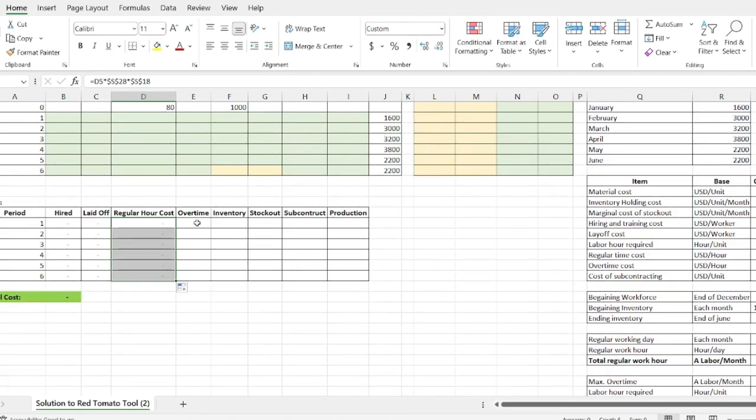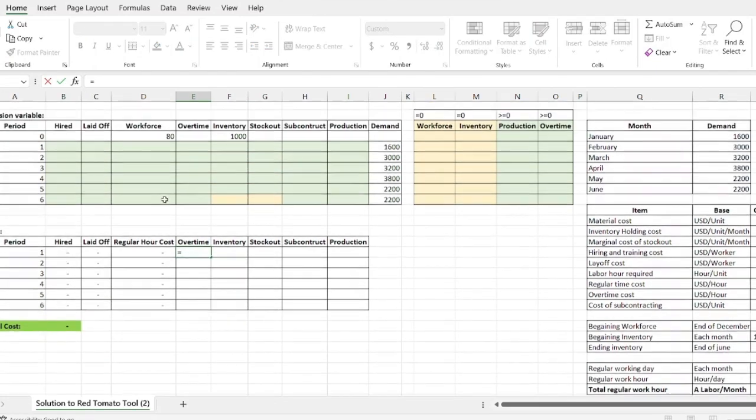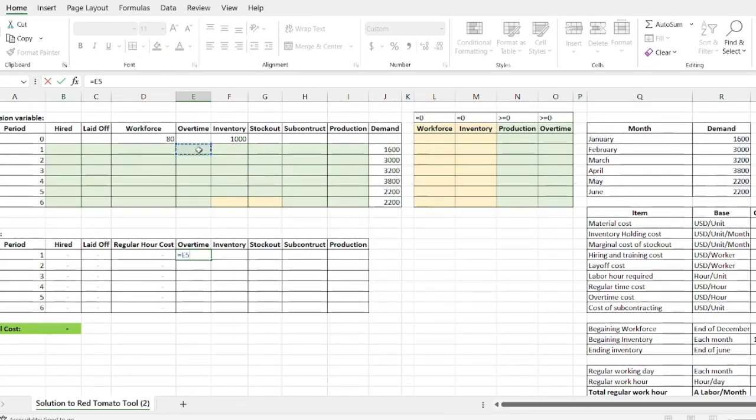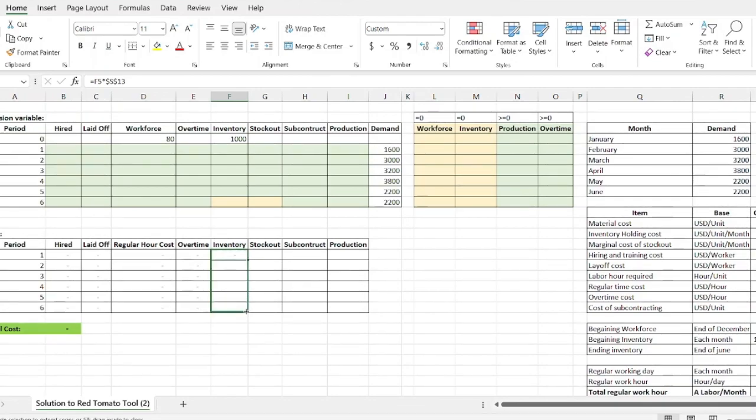Now overtime is something where the number of overtime hours that I am working is multiplied by the overtime cost per hour, that is 6. F4 to lock it, then drag it down. Inventory similarly is the number of inventory I am holding multiplied by the inventory holding cost, which is 2, and function 4 to lock it. Then drag it down.